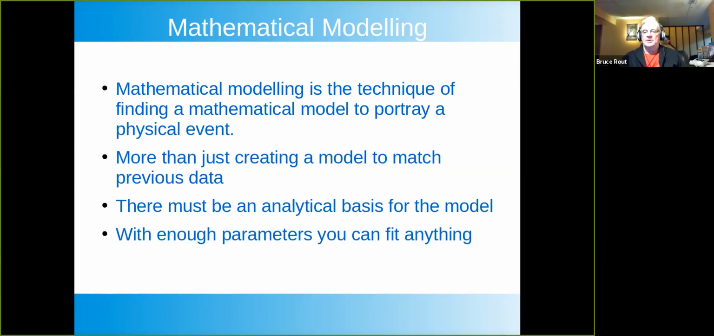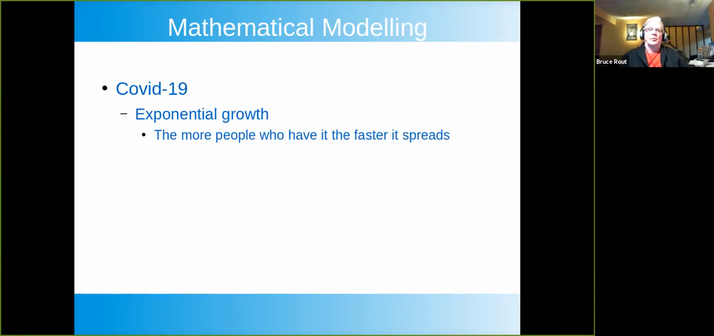So with enough parameters, you can fit anything. I can have something like 650 parameters, and I'll fit absolutely anything, but none of the parameters will actually mean anything. Each of these parameters should actually match some physical form of reality. So for COVID-19, we're saying that this is exponential growth, and that comes from our belief that the more people who have it, the faster it spreads. That's all it means, which means we're now in exponential growth, which everybody hears about.